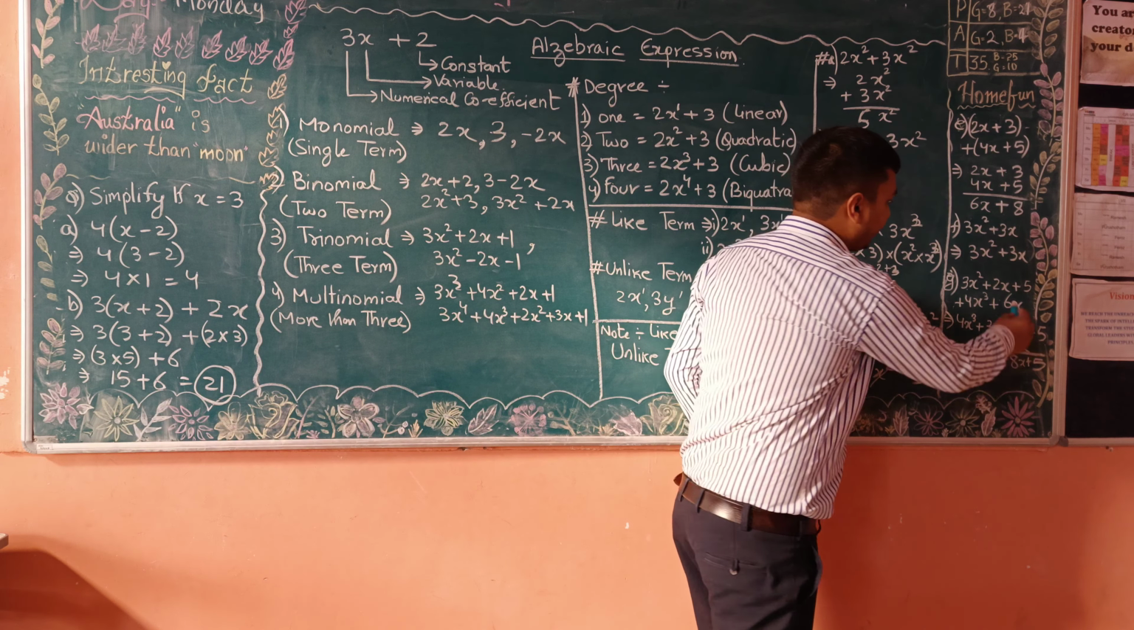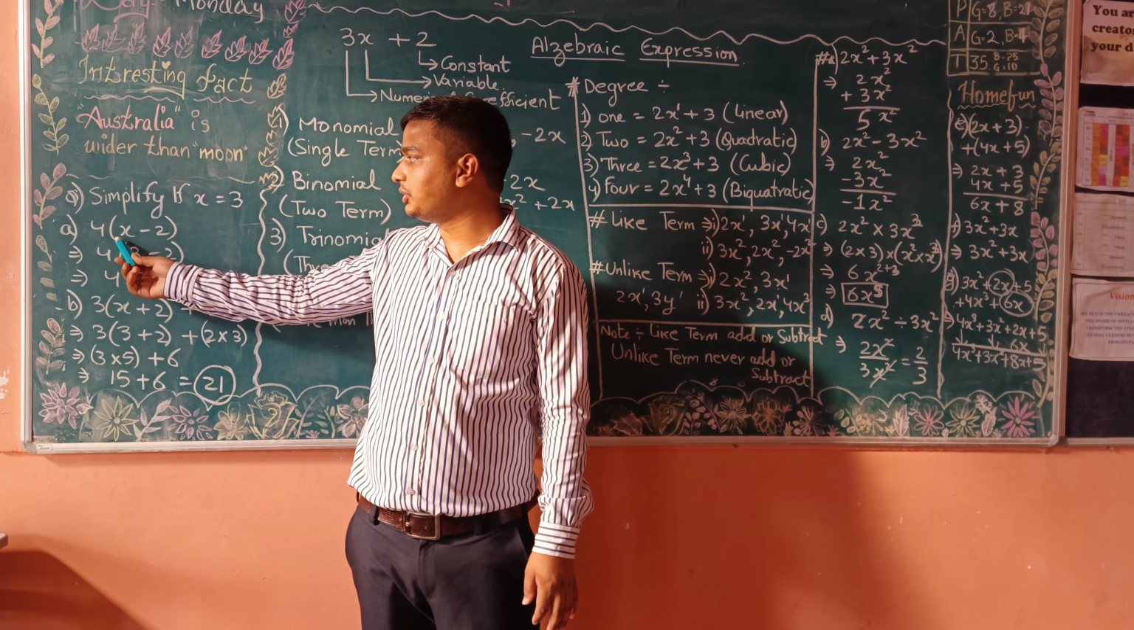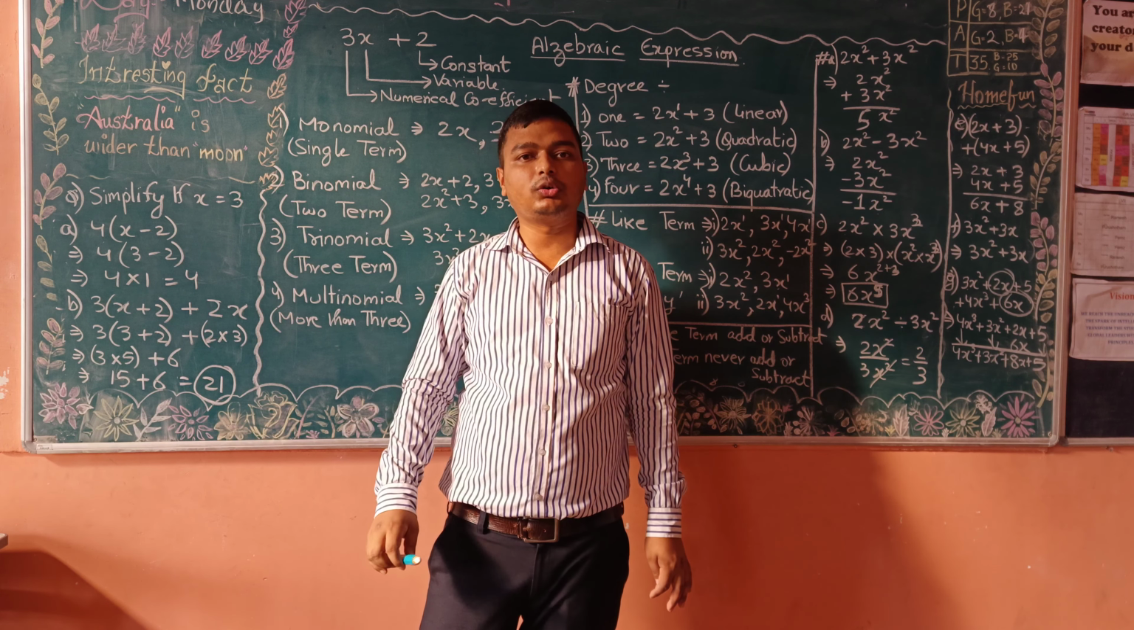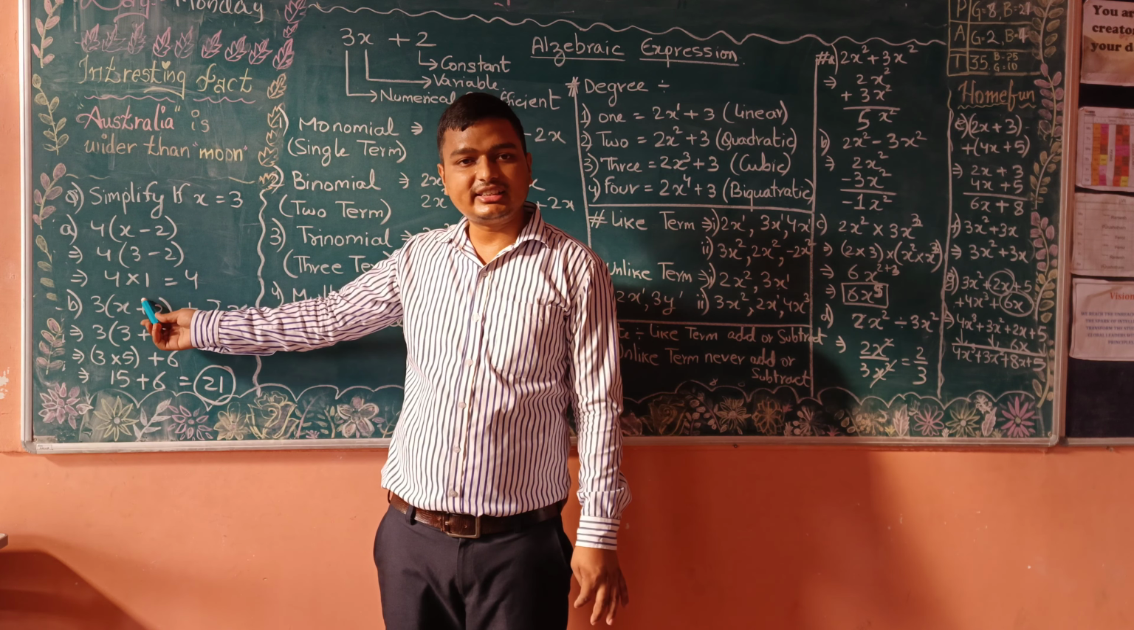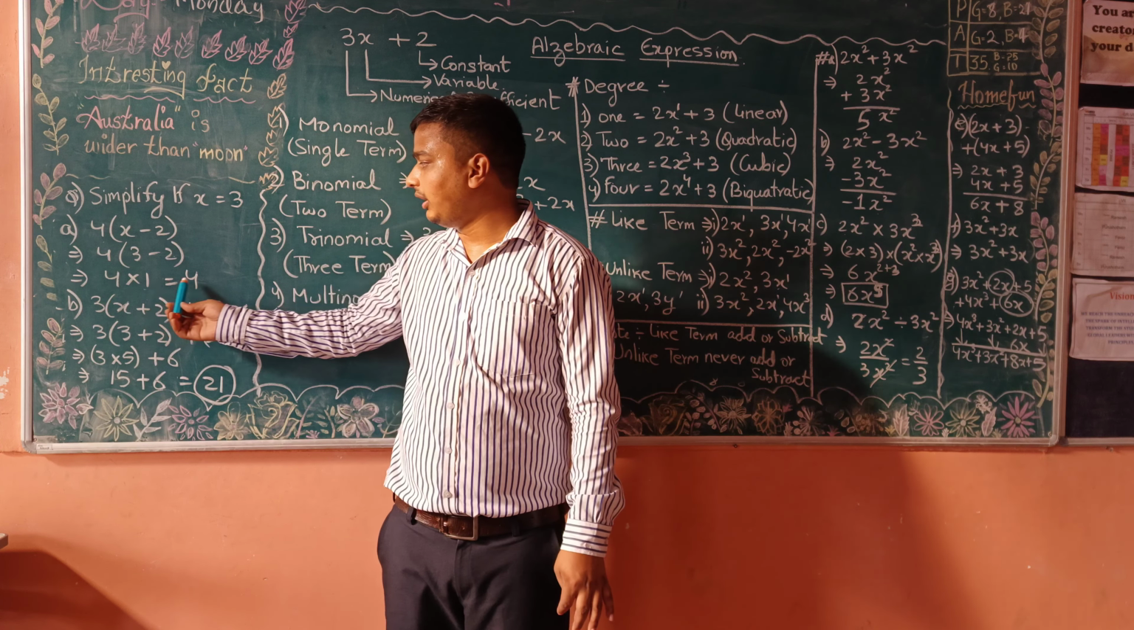After that, suppose the question comes in the next concept, then you can get the question in this way. Simplify if x is equal to 3. They will write the question like 4 into x minus 2. Then how are you going to solve that question? In place of x they are telling us to put the value 3. So if I put 3 in place of x, 3 minus 2, how much is the answer? 1. 4 into 1 is 4.